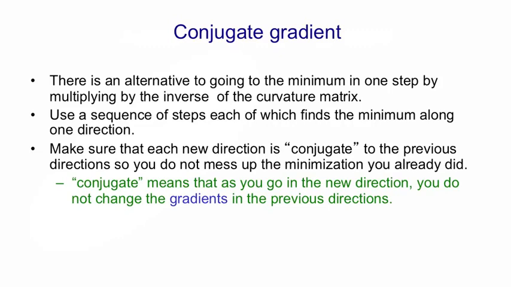It's a funny idea. It's like the idea of a twist in an error surface. A twist means when you go in one direction, you change the gradient in another direction. And a conjugate direction is one you can go in that in a sense doesn't have a twist. You go in that direction, and the gradient in the first direction doesn't change.